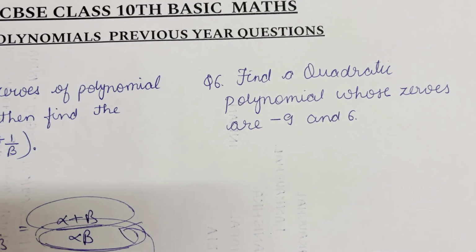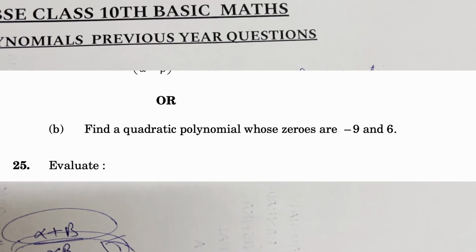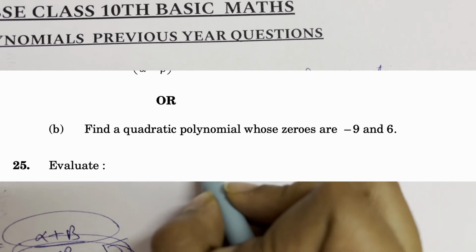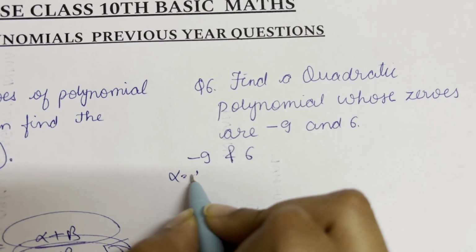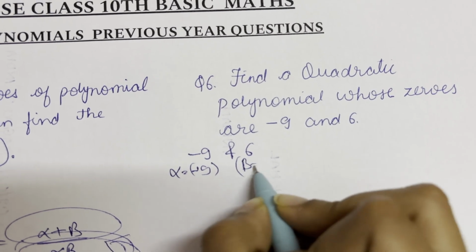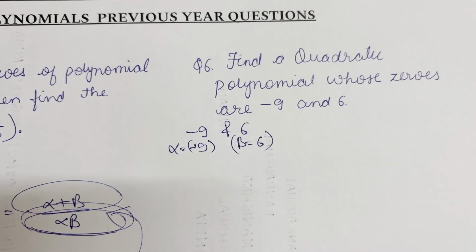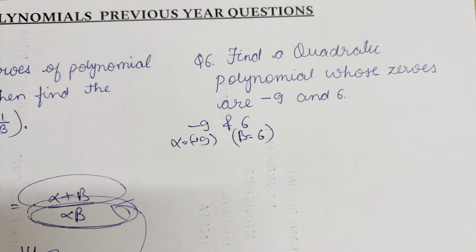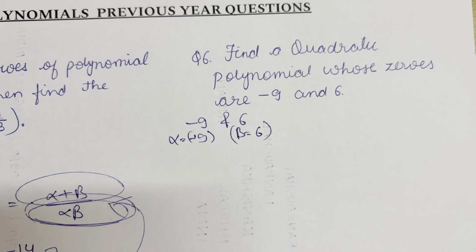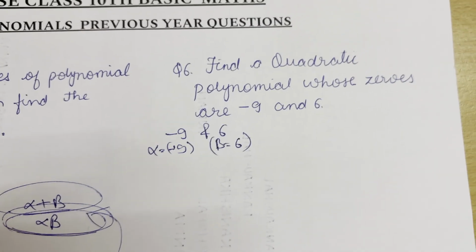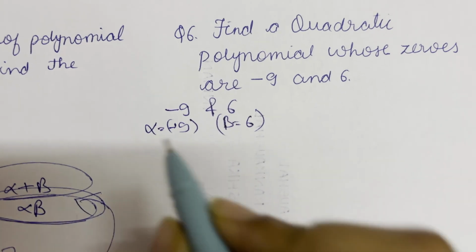So let's solve this question. It says: find a quadratic polynomial whose zeros are given. The zeros are minus 9 and 6. So let's say alpha is minus 9 and beta is 6. I'll tell you two different methods to solve this question. One is a very direct, simplified method, and you can easily score 2 out of 2 marks from this question. So let's solve it. I'll tell you both the methods.